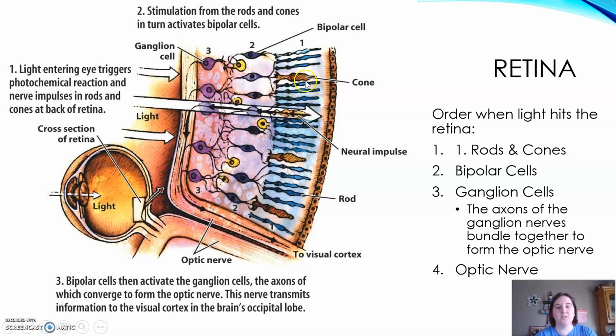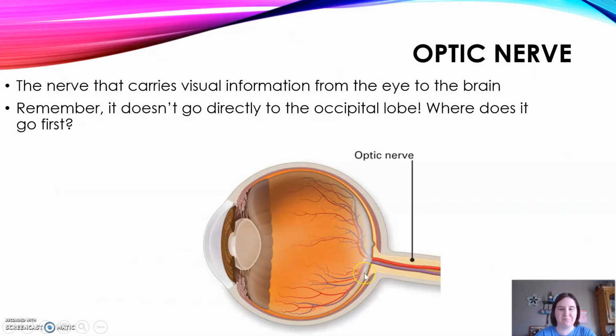So it goes rods and cones, and then a little bit forward to the bipolar cells, and then to the ganglion cells. You don't have to know the function of the ganglion or bipolar cells, okay? They're just in the retina. So rods and cones, bipolar cells, ganglion cells. The axons of the ganglion cells bundle together, they twist together, and they create the optic nerve, which will connect the eyeball to the brain.